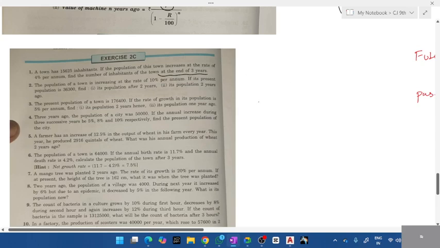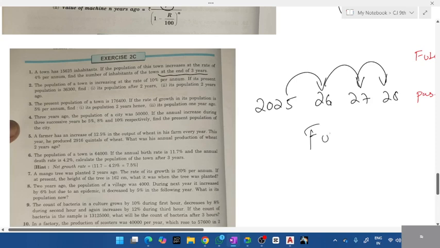End of 3 years. For example, if this is 2025, what do you mean by end of 3 years? 26, 27, 28. First year, second year, third year. Is it going forward or backward? Forward, future calculation. Just focus on these two words, future. Next, population. Will population increase or decrease? It has chances of increasing and decreasing, right?